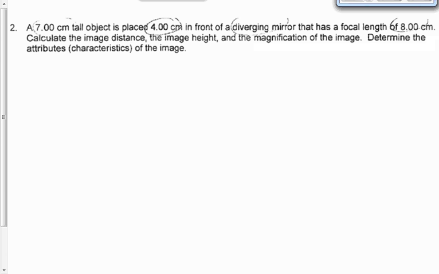Number 2 says a 7 centimeter tall object is placed 4 centimeters in front of a diverging mirror. We're not too concerned about the whole centimeters thing here. Normally we circle that and draw attention to it because it's non-standard units. It's still non-standard units, but we can go with centimeters as long as we're consistent through the whole question. So we're not going to worry about circling that so much, but we are going to circle diverging mirror.